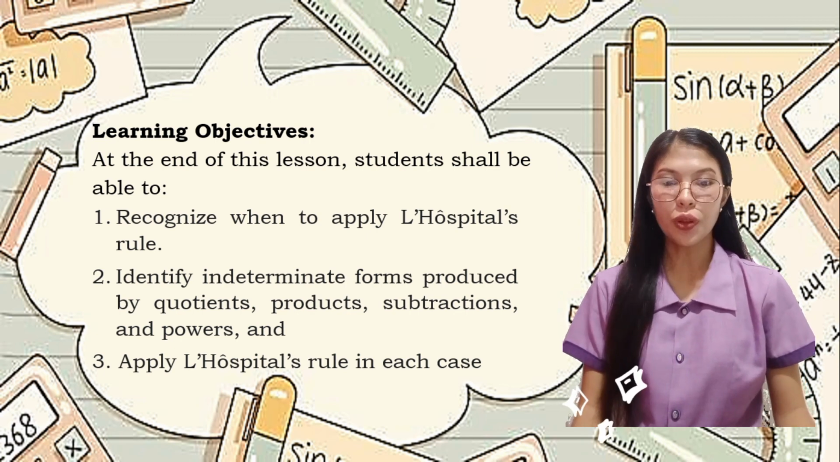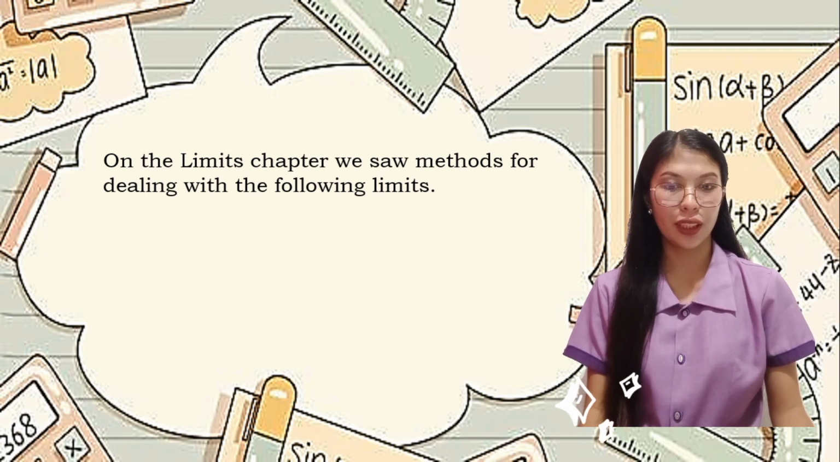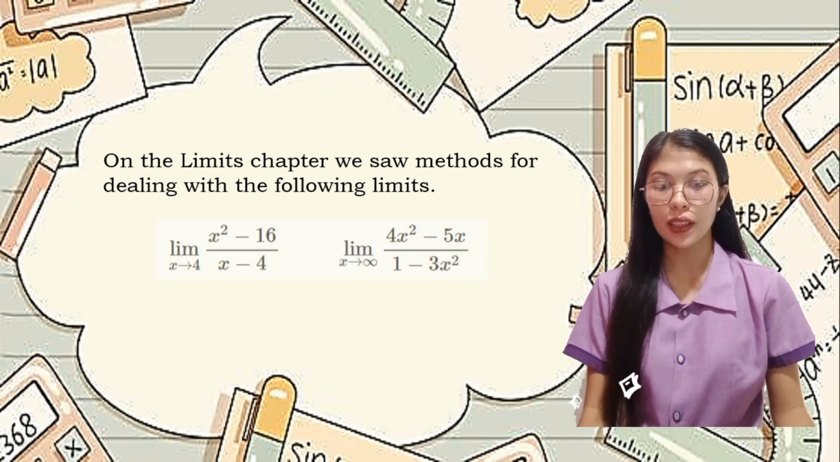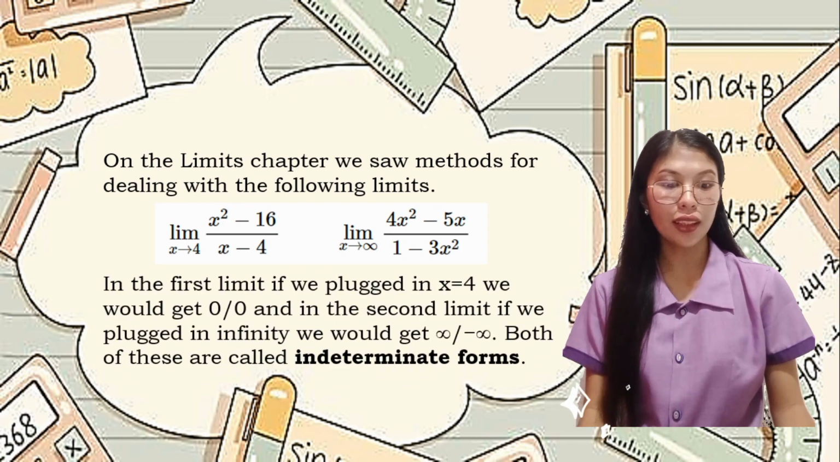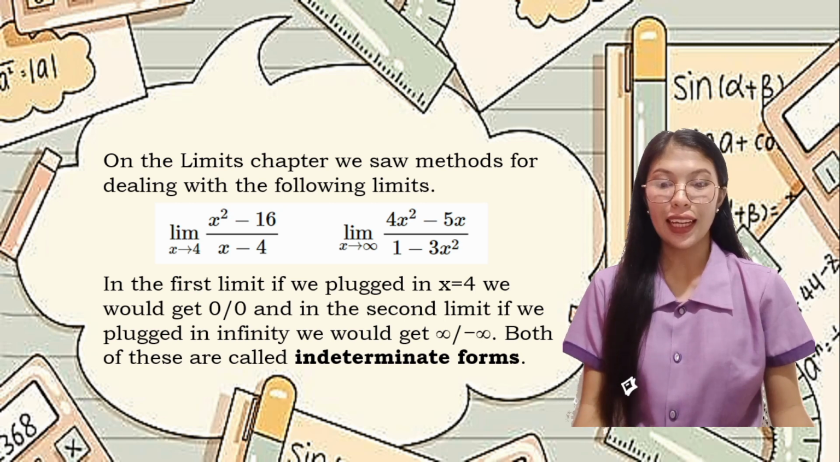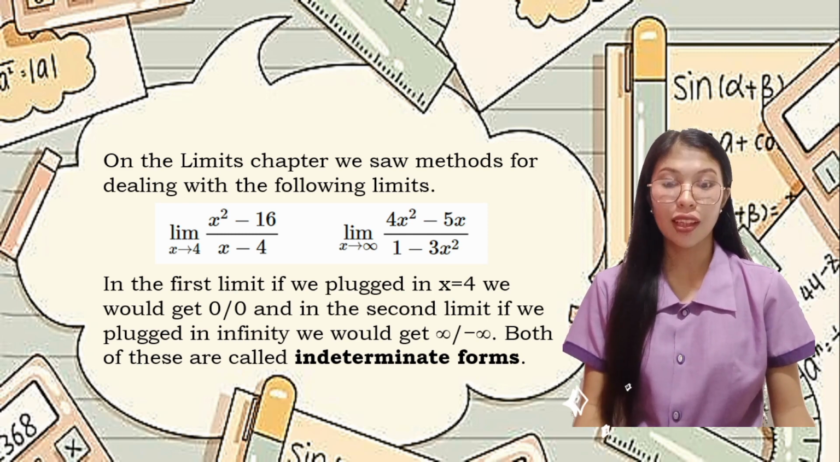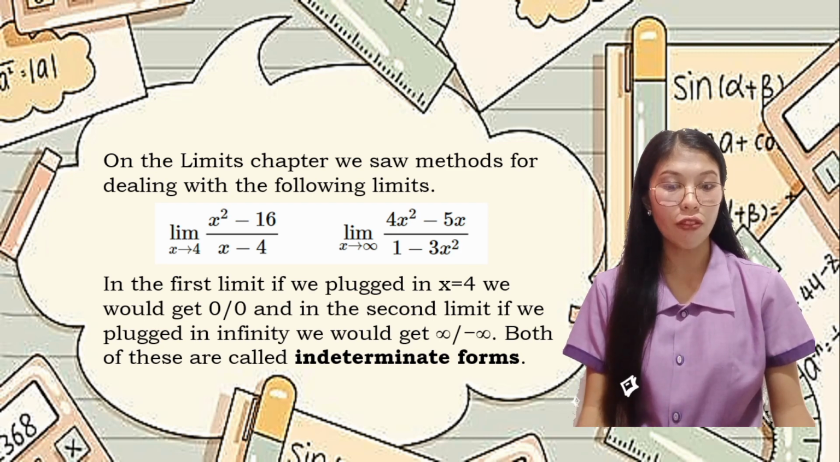So just a quick review: back in the chapter on limits, we saw methods for dealing with the following limits. As we can observe here, in the first limit, if we plugged in x equals 4, we would get 0 over 0. And in the second limit, if we plugged in infinity, we would get infinity over negative infinity. Recall that as x goes to infinity, a polynomial will behave in the same fashion that its largest power behaves. So both of these are so-called indeterminate forms.